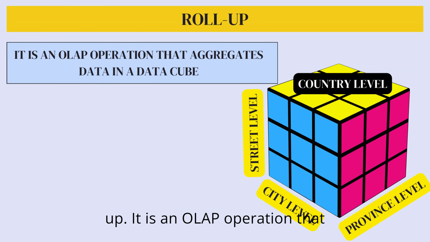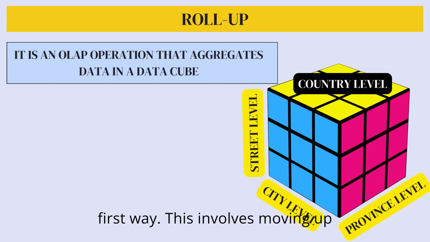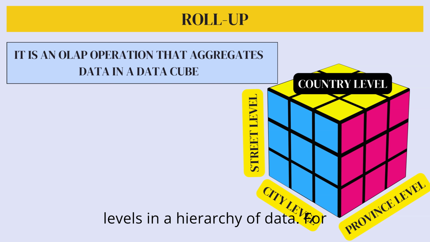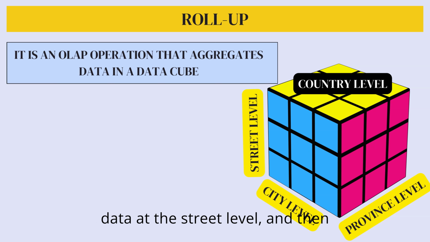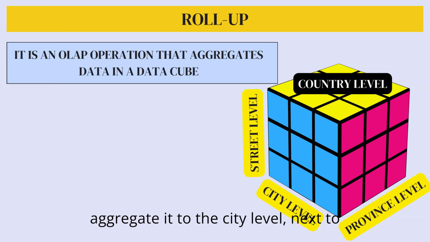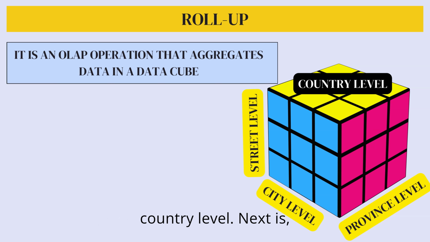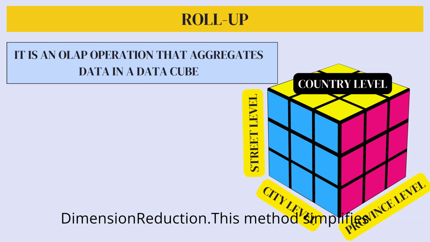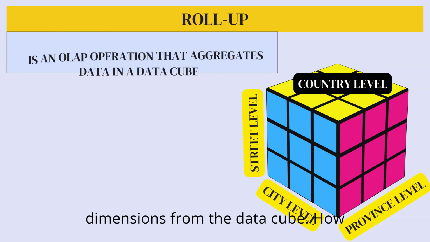Rollup. It is an OLAP operation that aggregates data in a data cube. It does this in two main ways. Climbing up a concept hierarchy is the first way. This involves moving up levels in a hierarchy of data. For example, we might start with detailed data at the street level, and then aggregate it to the city level, next to the province level, and finally to the country level. Next is dimension reduction. This method simplifies the data by removing one or more dimensions from the data cube.